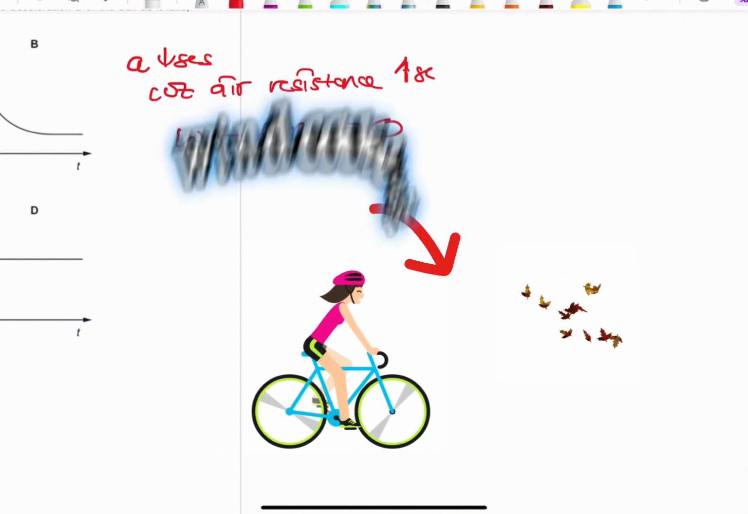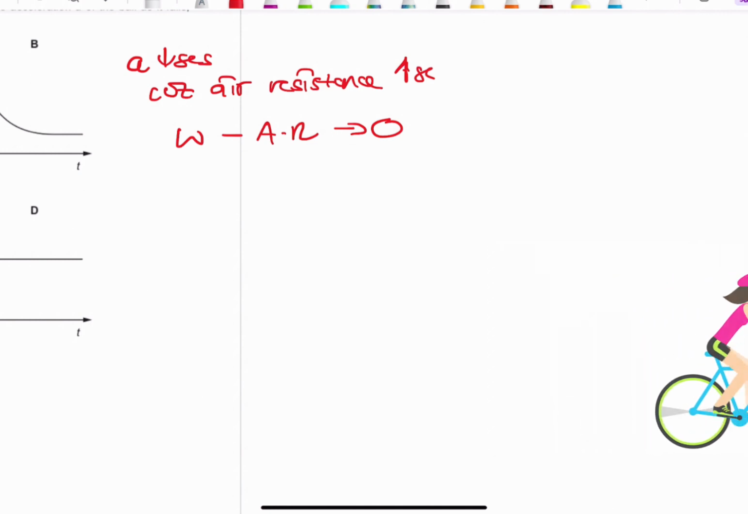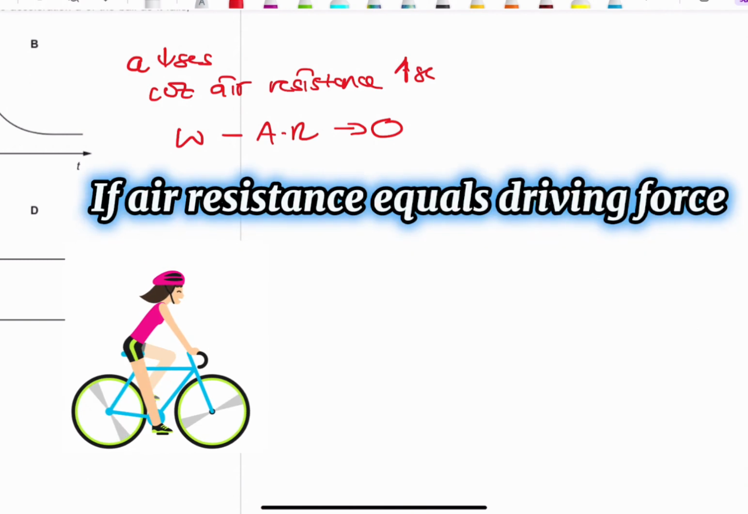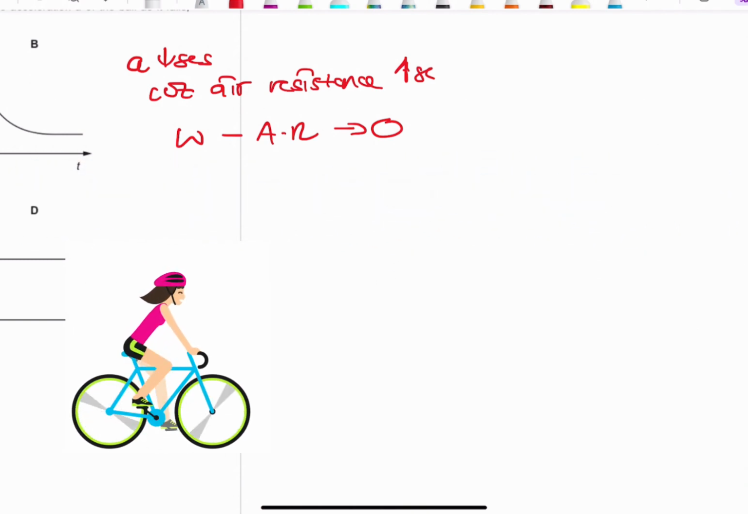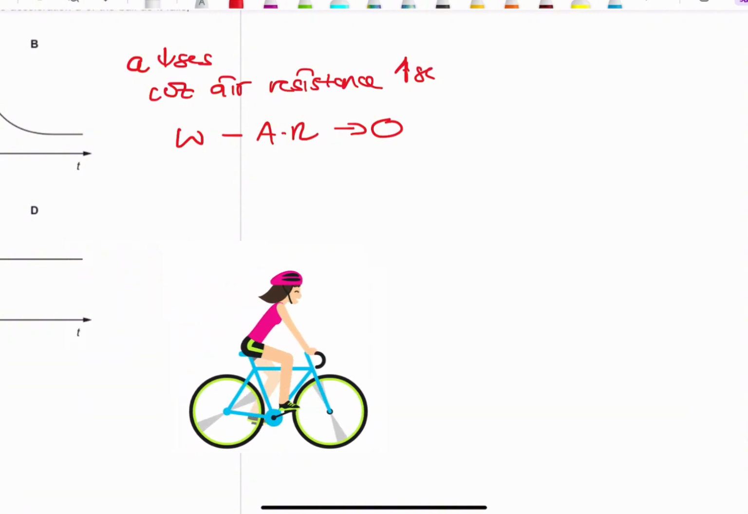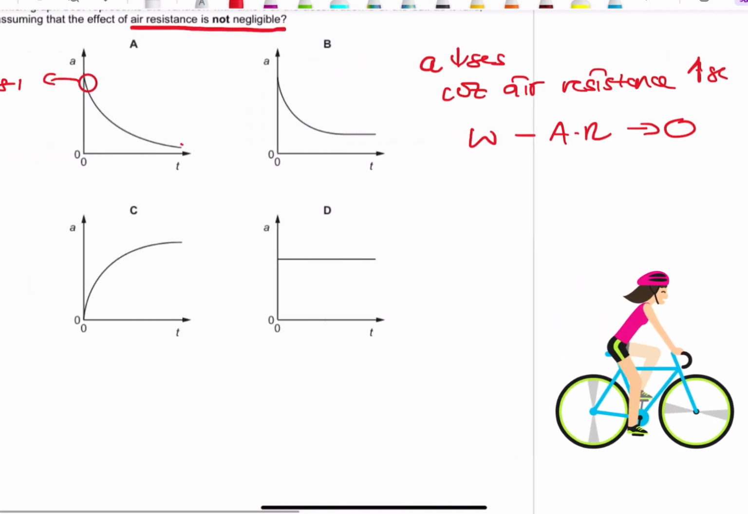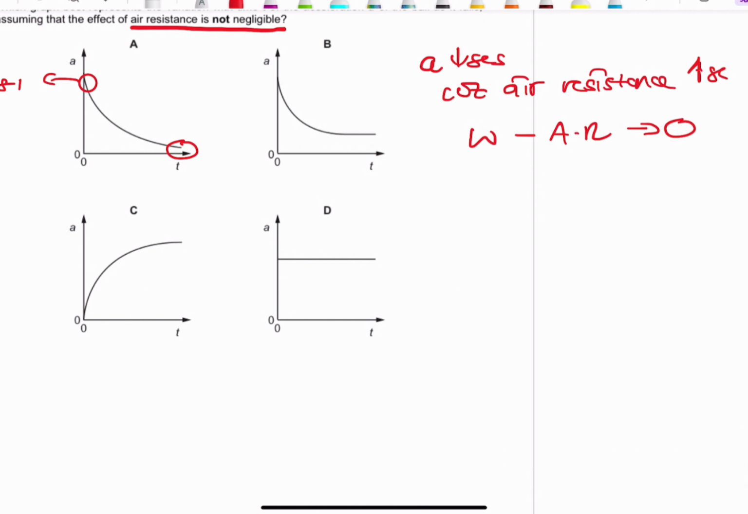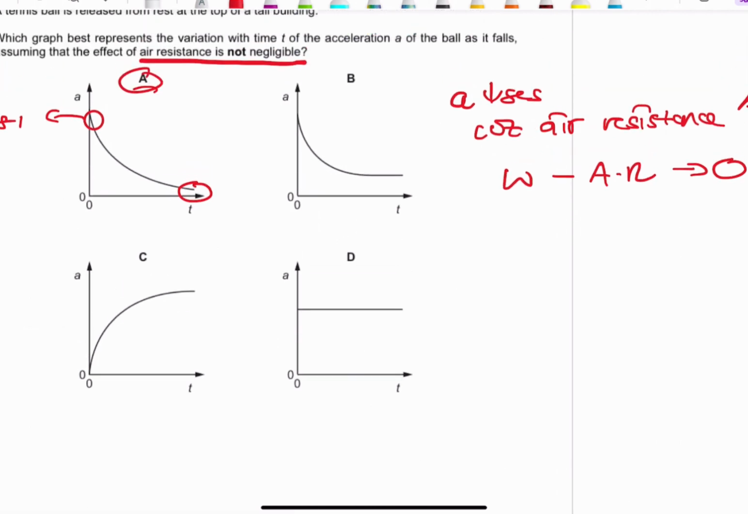The faster you ride your bike, the more the air resistance increases. But if air resistance increases to a certain extent that it is equal to the driving force that you're putting in your bike, then you won't have a resultant force. In a similar way, as the velocity begins to increase, the air resistance will also begin to increase. And as the air resistance increases until it's equal to the weight, your acceleration should approach zero, making A correct. B can't be correct because it doesn't approach zero. This is a horizontal line here, and that line will never approach zero.